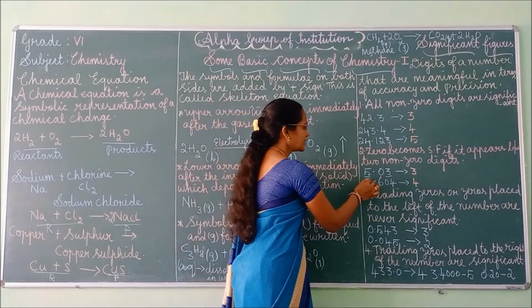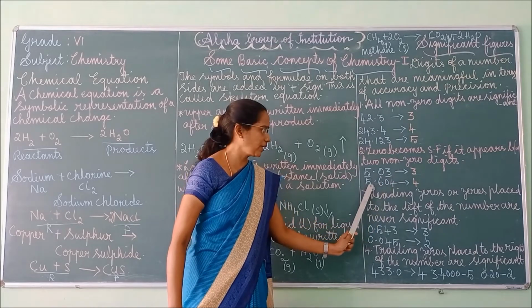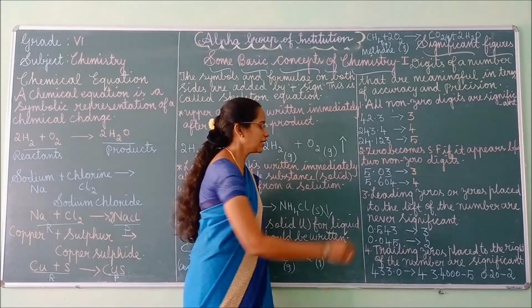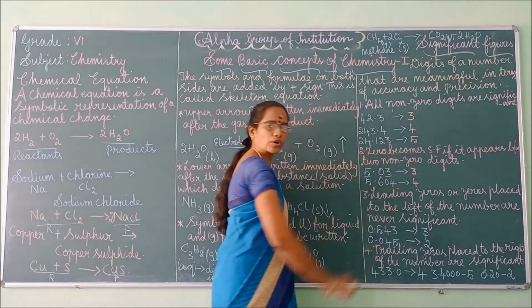Good. Next, we can move to 5.604. Here also, this zero appears between the digits 6 and 4, isn't it?